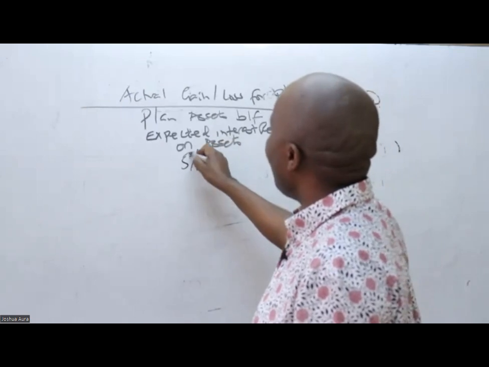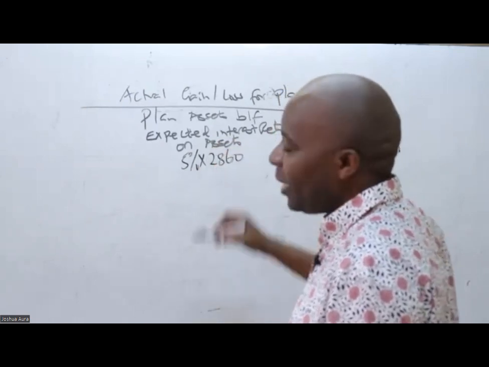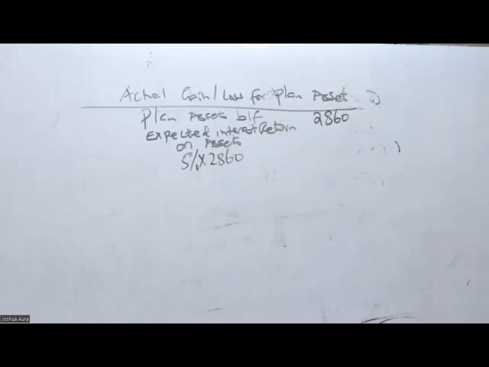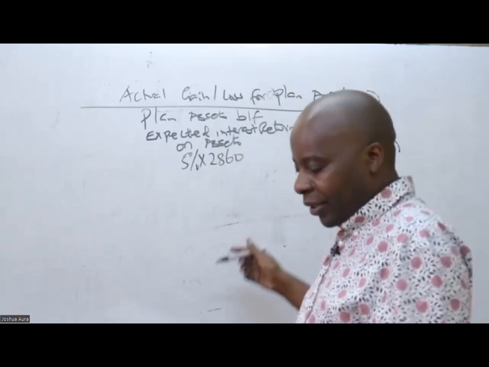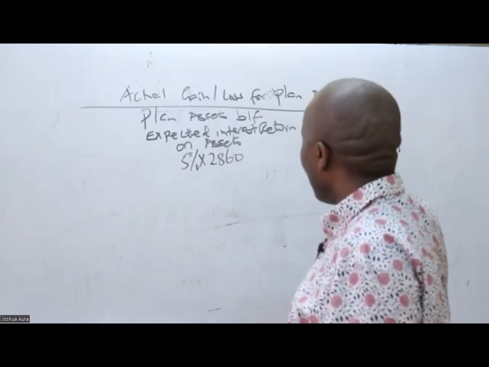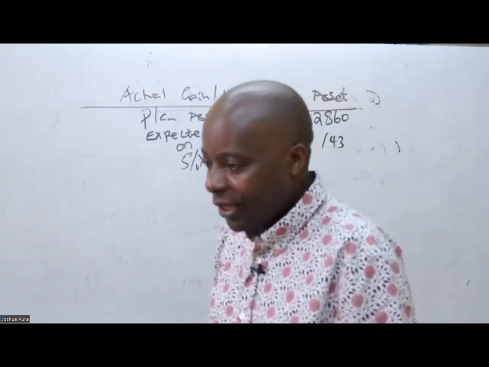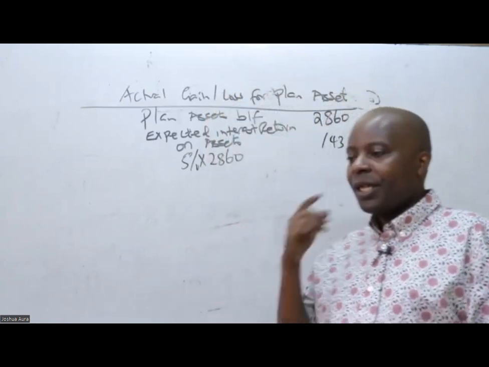So you compute 5% of 2860. Please give me a figure very fast here. What do we have? 143.